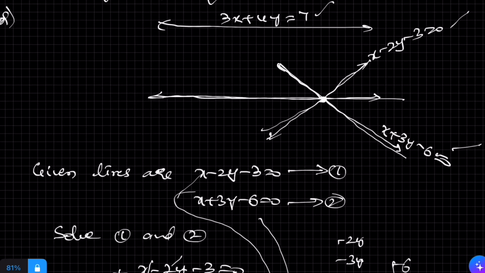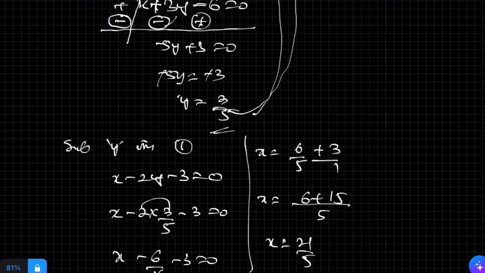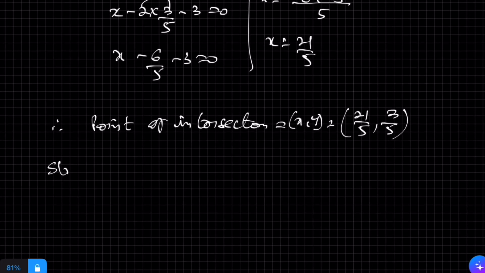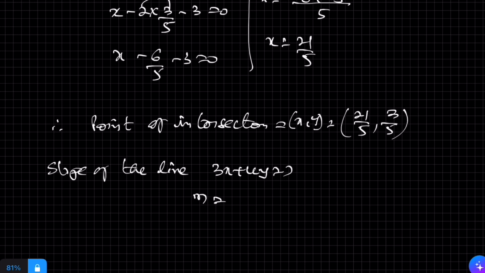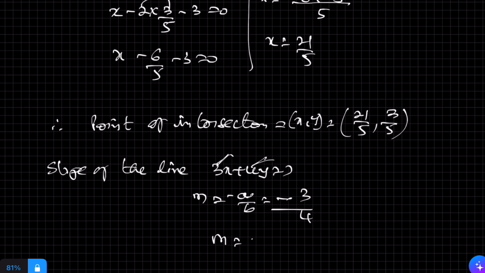Now we know the point, and given that these two lines are parallel. If two lines are parallel, their slopes are equal. So first let me find the slope of the line 3x plus 4y equal to 7. The slope can be found by using the formula m equal to minus a by b. So minus the value of a, which is 3, divided by the value of b, which is 4. So the slope is minus 3 by 4.